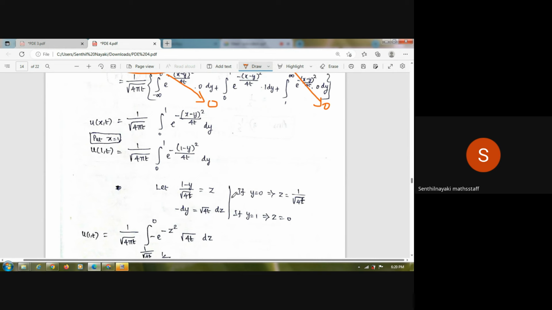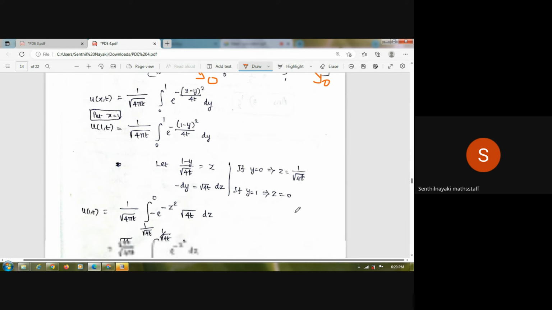Next we have to check the limit value also. If y equal to 0, then we have z equal to 1 by square root of 4t. If y equal to 1, then z equal to 0. Then 0 to 1 becomes 1 by square root of 4t to 0.